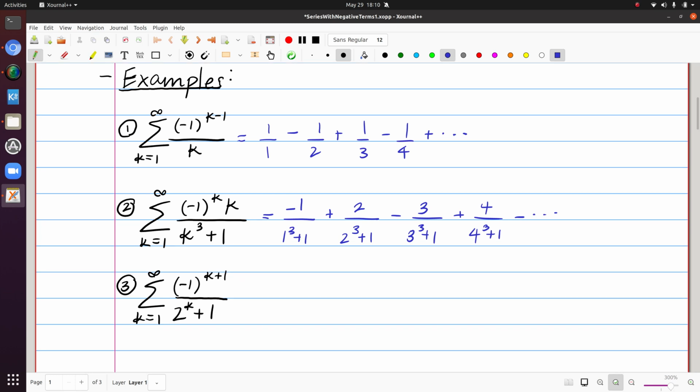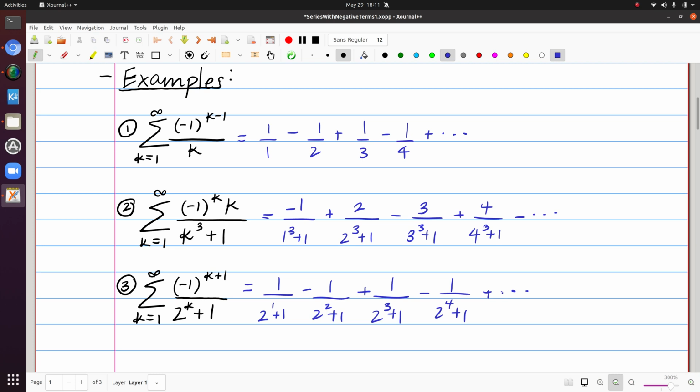And then in this last one, when k is 1, we get a positive 1 over 2 to the first plus 1. When k is 2, this becomes negative. When k is 3, this is positive. And when k is 4, this is negative. And this would continue. So while these all have a slightly different way of raising -1 to a power, we still obtain that alternating pattern of the sign.